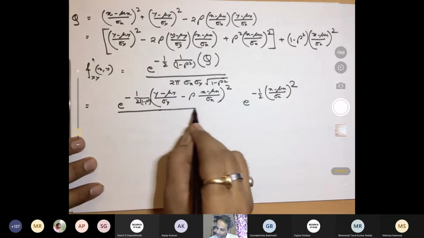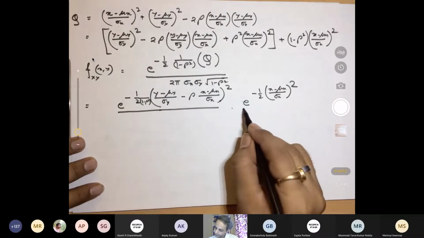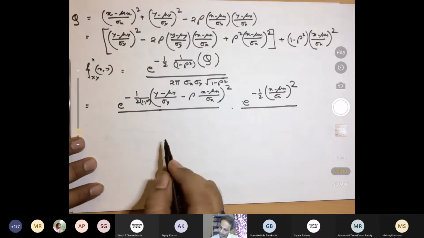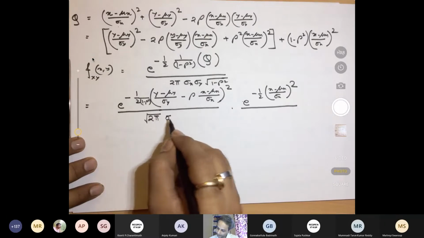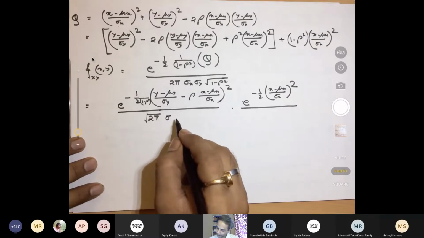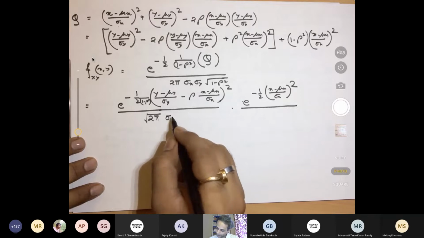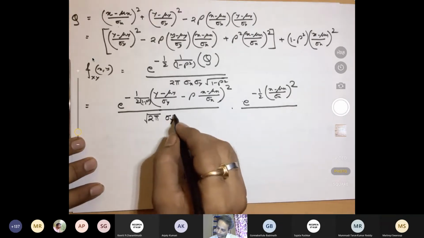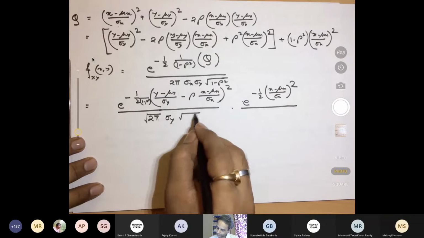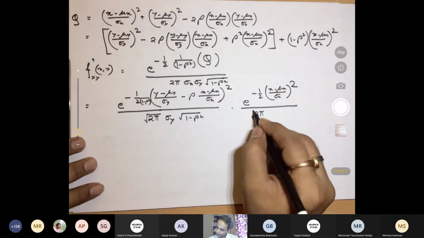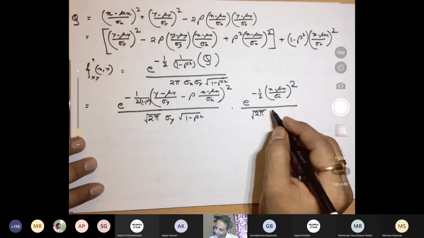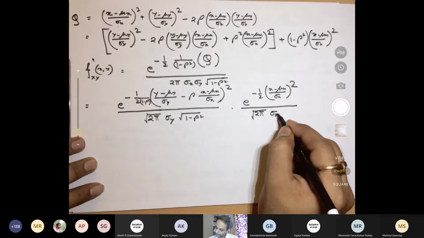Now the denominator part we can also split into two parts. Root 2 pi sigma y into square root of 1 minus rho square, and here root 2 pi sigma x.